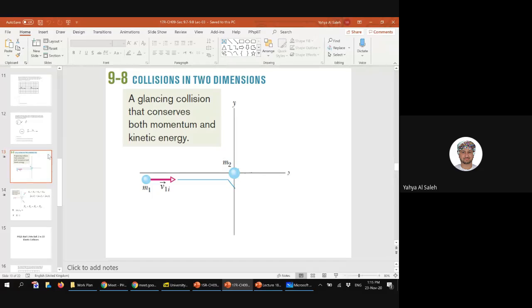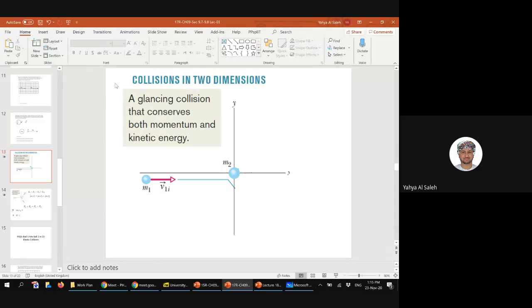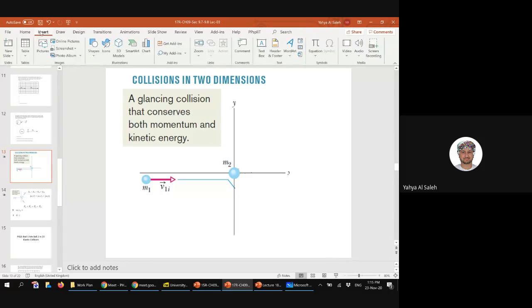Now, collisions in 2 dimensions. We'll take 9.8 away so it doesn't confuse you, because in your book, this is actually 9.5.